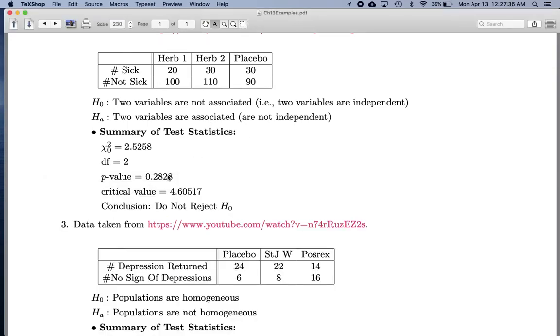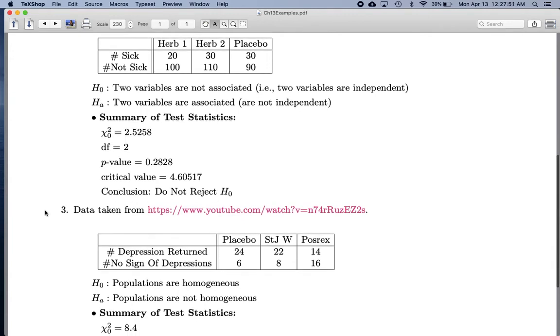Since we were testing this according to the video at the 10% significance level, that means that since our p-value is greater than 0.10, we do not reject the null hypothesis. So there's not enough evidence to reject the null hypothesis.